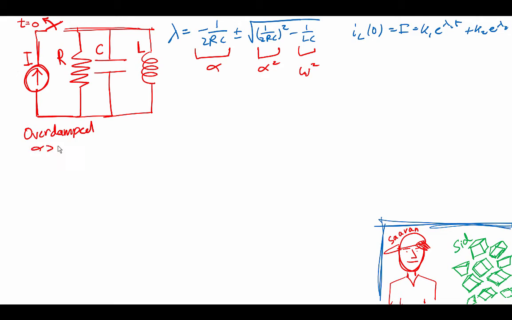Where alpha is greater than omega, can lambda ever be greater than 0? No. Right. So we can say that lambda is always less than 0.